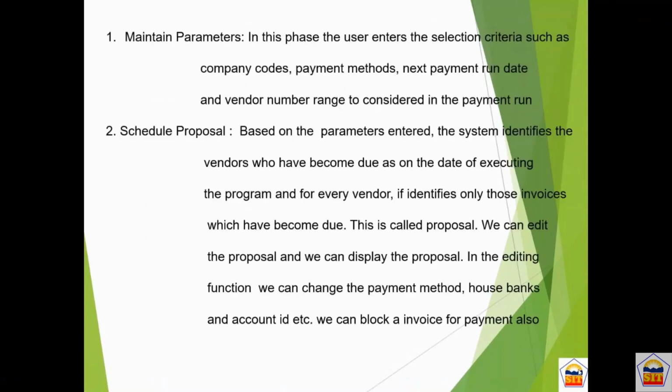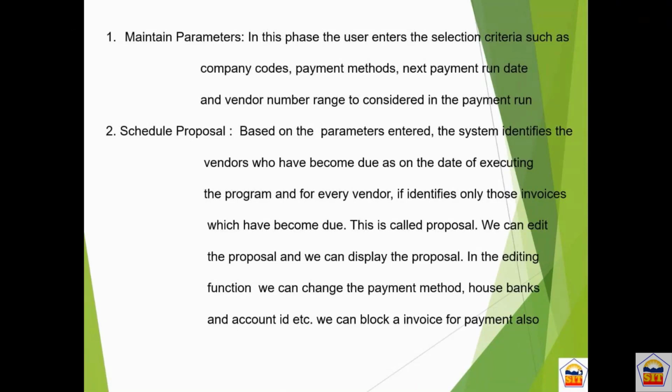Under the maintain parameter, we need to give the input data we can enter here. In this step, the user has to enter the selection criteria, like for which set of company codes, which payment method we are going to consider, what should be our next payment run date, and also what should be the vendor range, or which set of vendors we are going to consider for the automatic payment program.